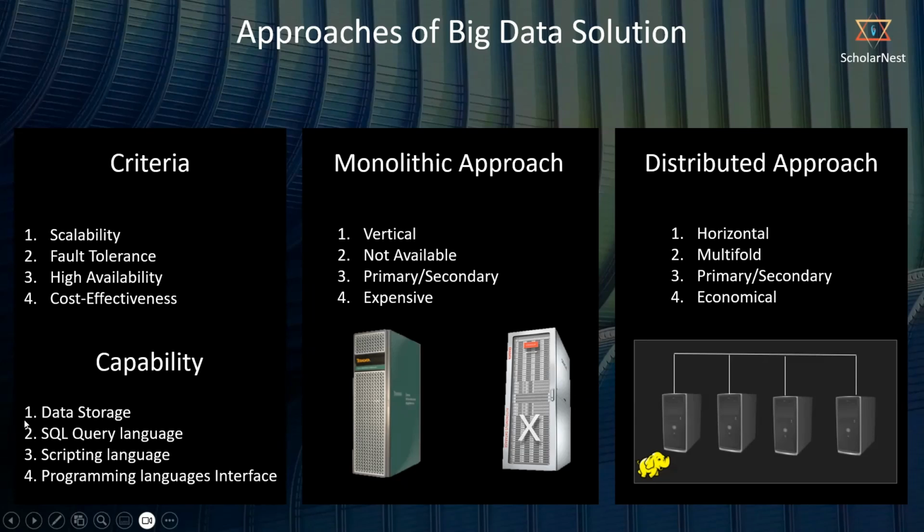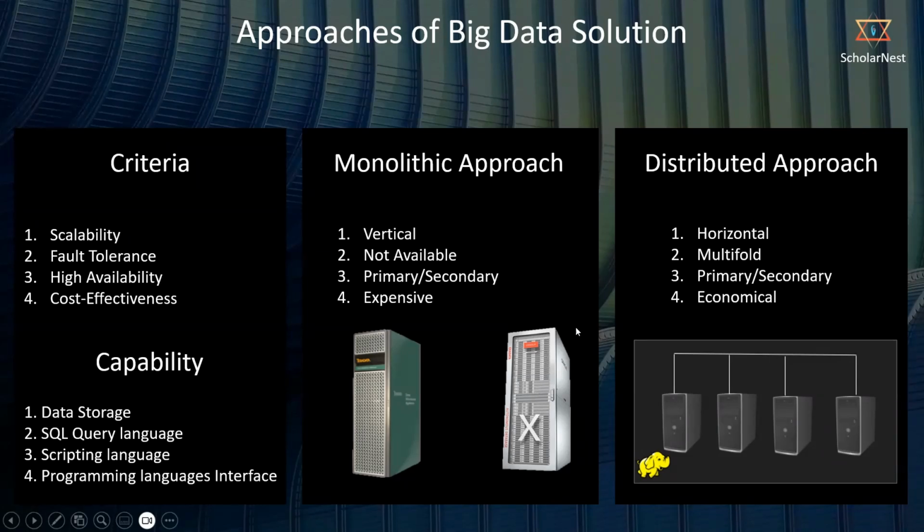What are those capabilities? Data warehouses allowed us to store data. Hadoop also allowed us to store data. They offered an SQL query language to do the data processing. Hadoop also offered an SQL query language to do the data processing. They offered a scripting language, like for Oracle Exadata, we had PL/SQL that was supported, or they also offered integration with some programming languages.